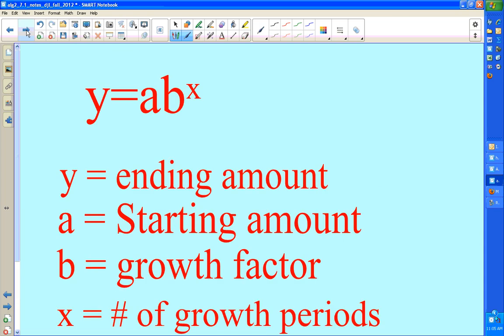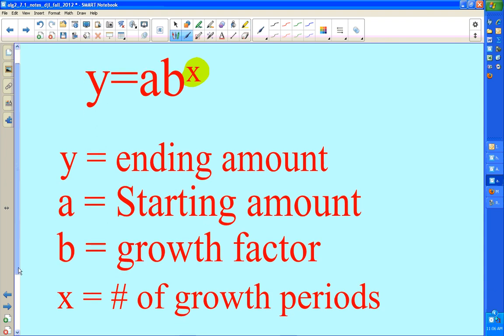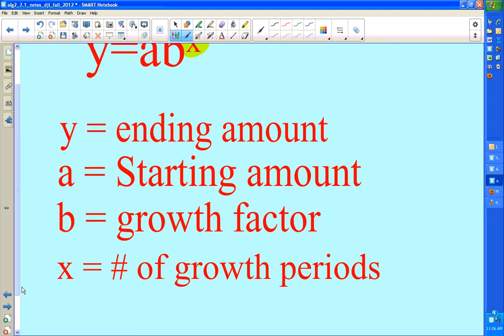Your function for growth and decay applications looks like this. Y equals AB to the x power. Notice this is the first time where we're dealing with an equation where your variable is in the power position. That's not very typical for us. Y is your ending amount. A is your starting amount. B is called your growth factor. And we'll talk a little bit more about the growth factor because that's going to determine whether it's literally growth or decay. And X is the number of growth periods.